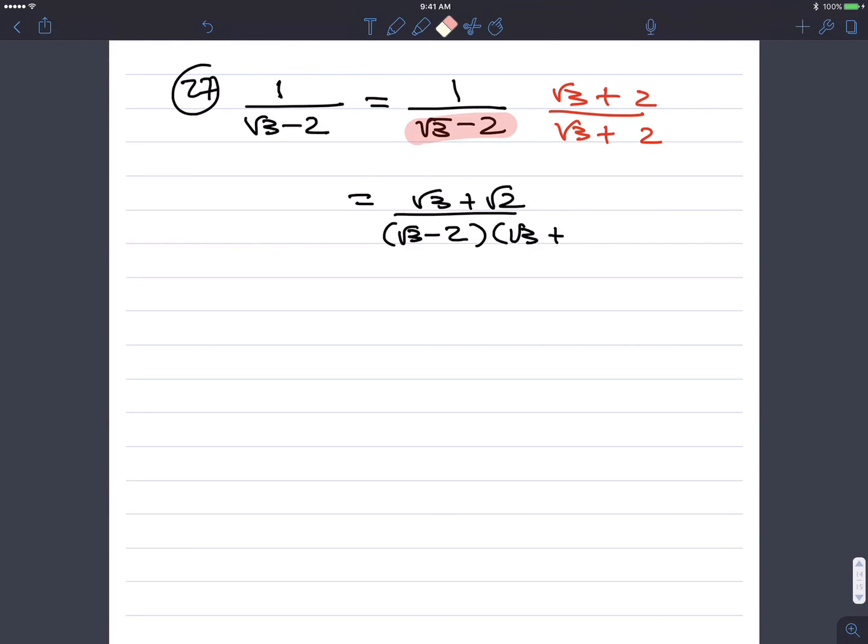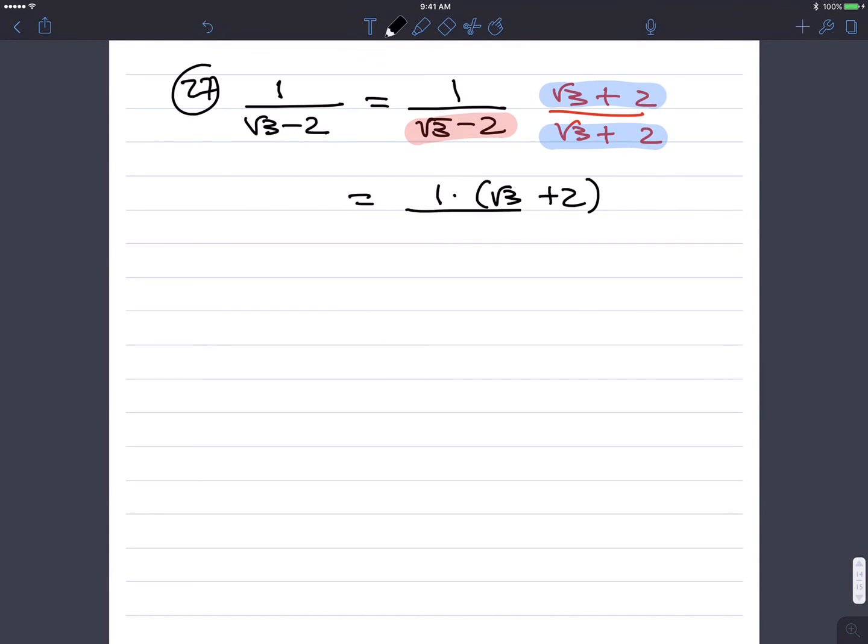Okay, let's make a correction here. The conjugate of the square root of 3 minus 2 is the square root of 3 plus 2. So let's write down everything here. 1 times the square root of 3 plus my 2 over square root of 3 minus 2 times the square root of 3 plus my 2. 1 times anything is itself.